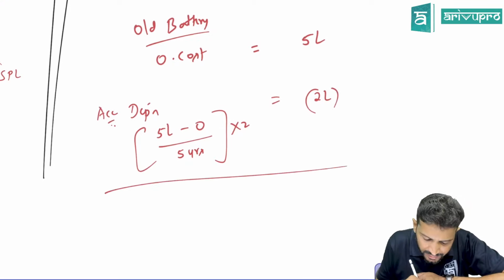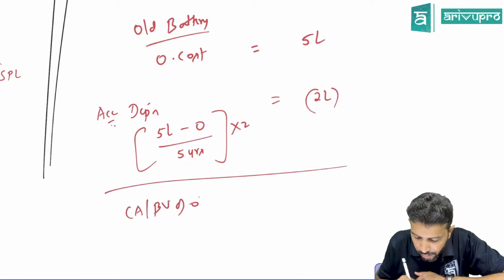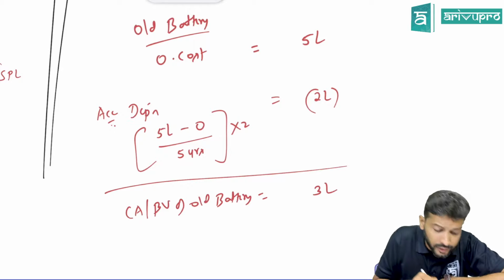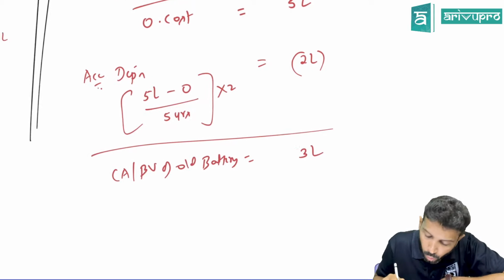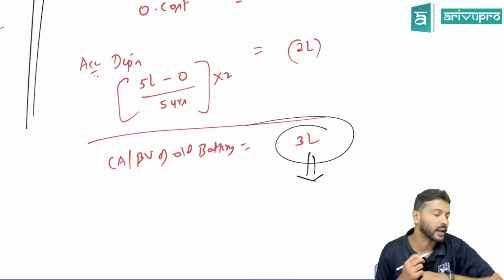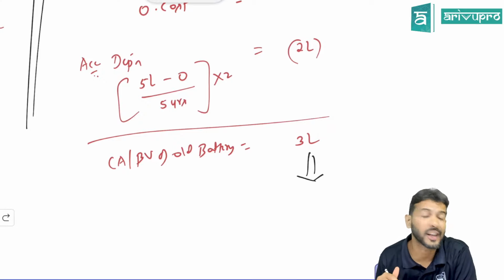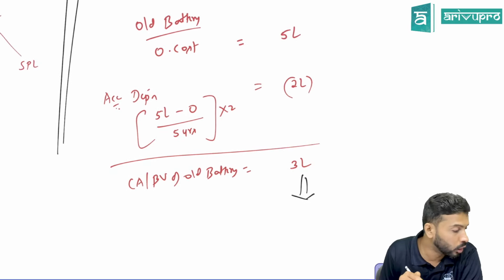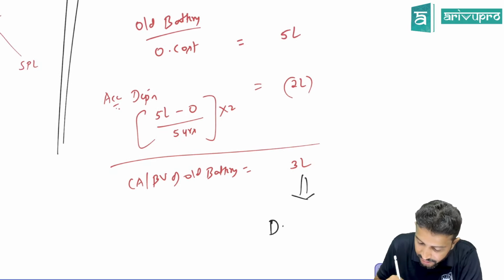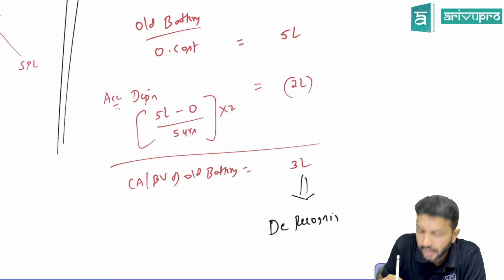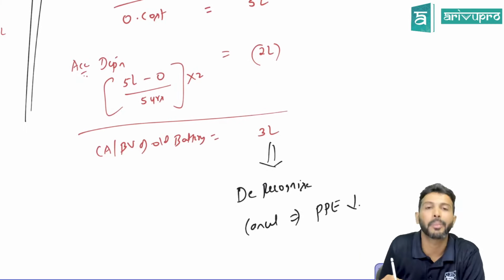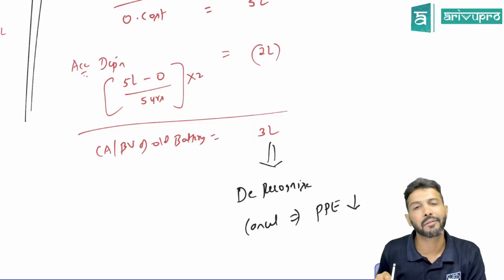So what is the carrying amount or book value of the old battery now? 5 lakh minus 2 lakh. How much is this? 3 lakh rupees. Now you tell me, what should I do for this 3 lakh? This is the carrying amount of the old battery that I have to derecognize. Derecognize means I have to cancel. Cancel meaning I have to reduce this 3 lakh from my property, plant and equipment value.